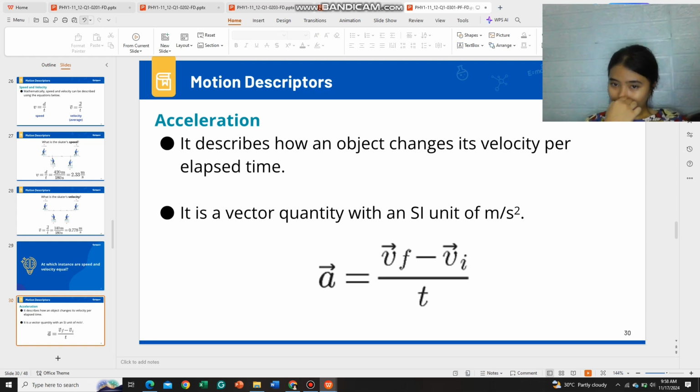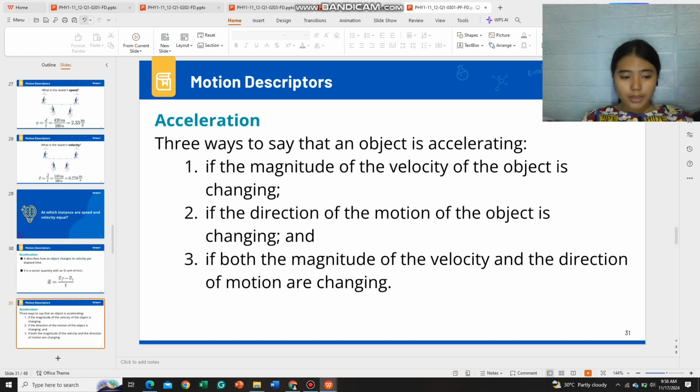So for acceleration, it describes how an object changes its velocity per elapsed time. So yeah, SI unit kay meters per second squared. Una ang formula for acceleration.